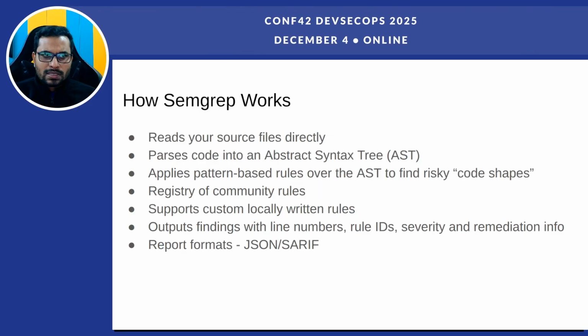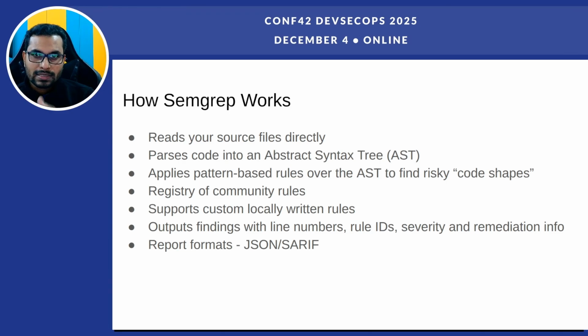So how does Semgrep work exactly? Semgrep doesn't need compiled artifacts. It works directly on the source. It parses code into an AST, and then there are rules, which are patterns that match against this AST to detect insecure code or buggy code shapes. The thing with Semgrep is that it is not just the code, the rules are also converted into ASTs so that the match becomes much more deterministic and easy.